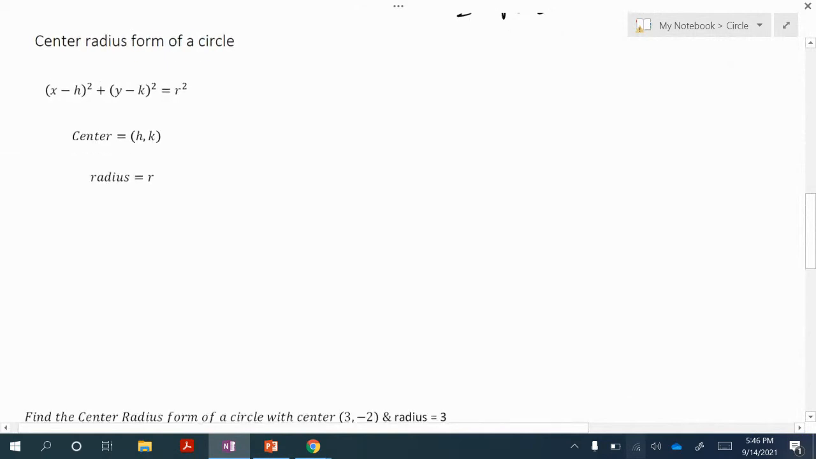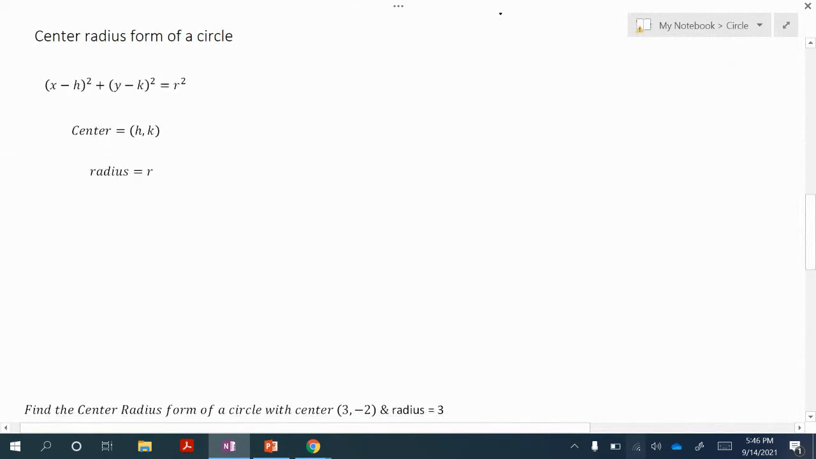Okay, next we'll take a look at, first of all, a circle. And we have here the center radius form of a circle. The center radius form of a circle is given: x minus h quantity squared plus y minus k quantity squared is equal to r squared, where the center is h comma k and the radius is r.